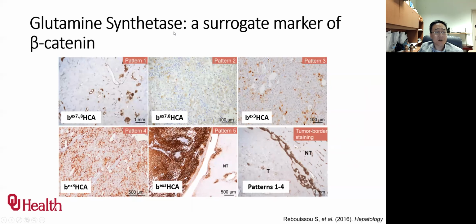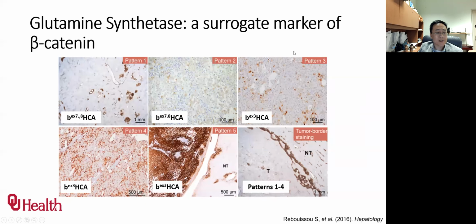Glutamine synthetase is downstream of the beta-catenin pathway, and it can be used as a surrogate marker of beta-catenin activation. And in contrast to beta-catenin stain, this glutamine synthetase stain is diffuse. No matter if it is heterogeneous or homogeneous, it is diffuse. So it's very helpful, especially on biopsy. And there are at least 5 staining patterns for glutamine synthetase.